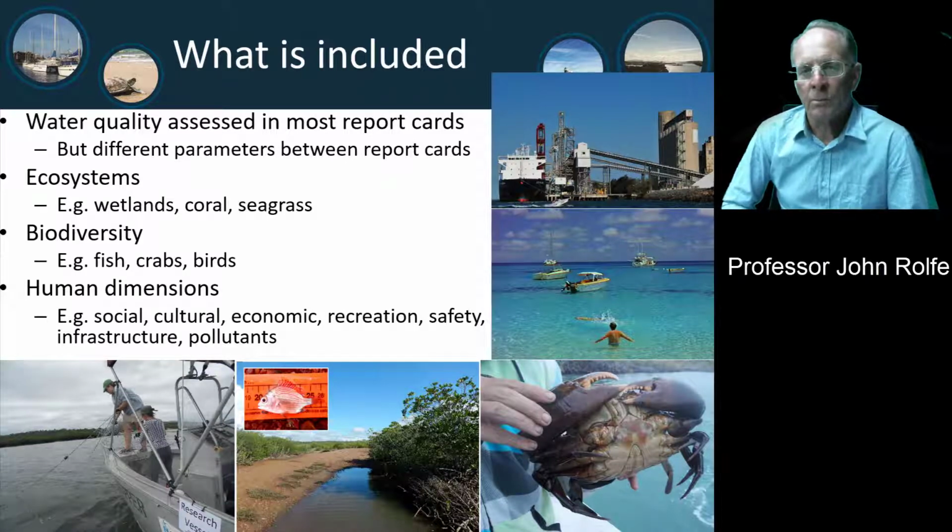Now, while report cards have usually started with a focus on water assets, they're not the only things that are necessarily included. So examples of other types of aspects that might be covered include ecosystems such as wetlands, coral or seagrass, biodiversity such as fish, crabs and birds, or human dimensions such as social, cultural and economic aspects.